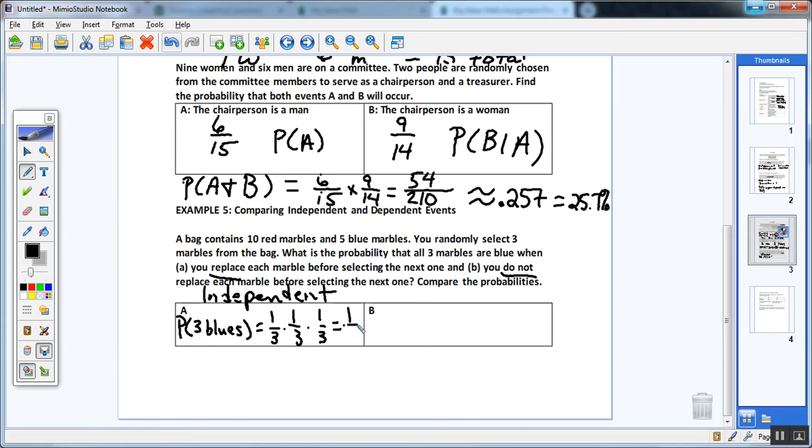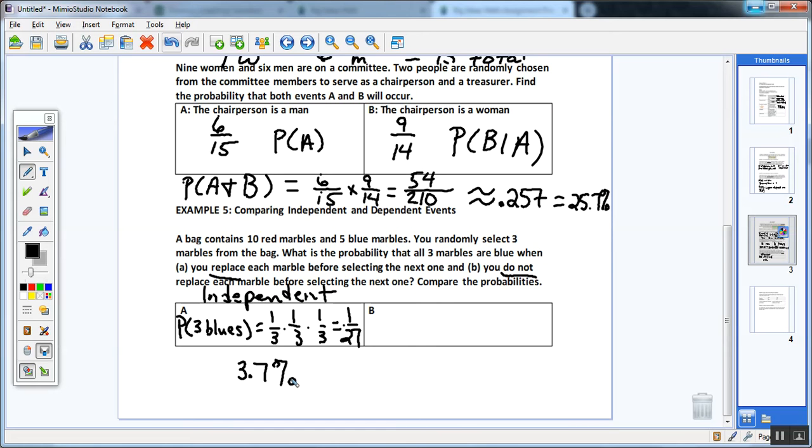Somebody turn 1/27th into a percent for me. 3.7. 3.7%. Make sure I agree with you there. Yep, I agree. 3.7%. Hey, can we all agree right now when we do notes, we'll just round to the nearest 10th? I don't know what your assignments are going to ask you to do, but can we all agree right now nearest 10th is okay? All right.